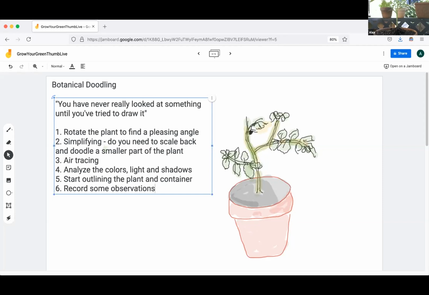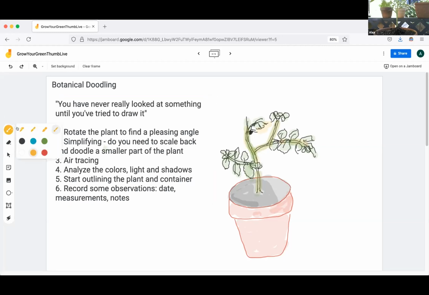For example, you could record the date that you did the drawing. If you have a ruler present, you could record some measurements, potentially about the size of the plant, or just some qualitative notes. So in my case, here in my cherry tomato plant, okay, so I would say today is Thursday, June 17th.